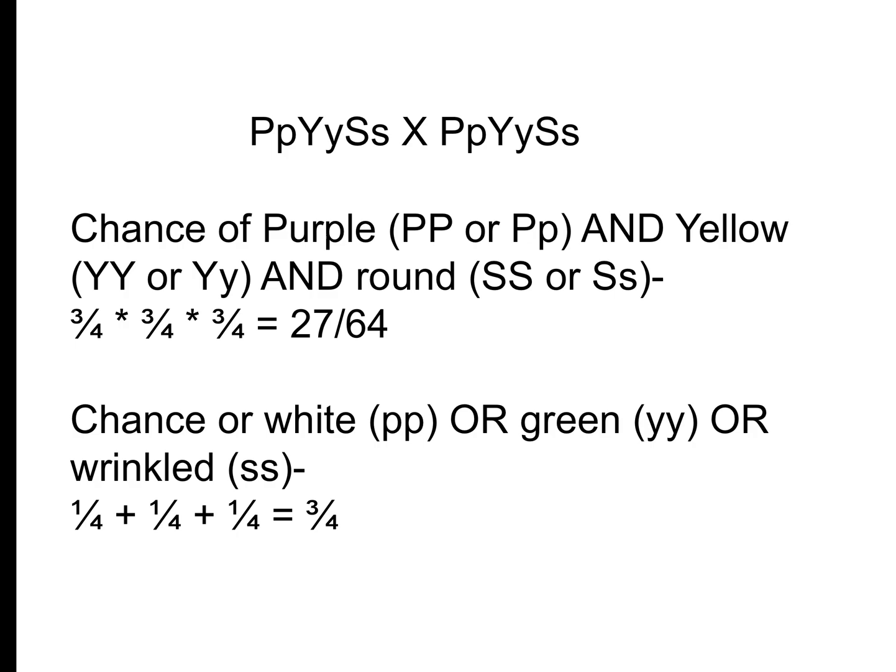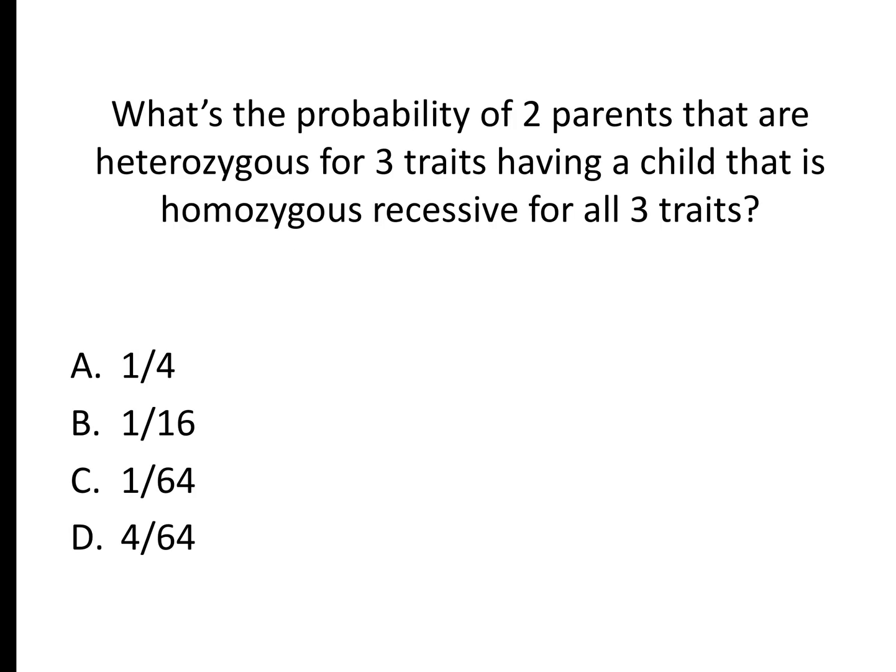So you can use these rules instead of drawing out the 64 square, or if you can do 4 traits or 5 traits or whatever, you just use the multiplicative or additive rule depending on what you want to find out. Okay, so here's a question that I'm going to give you in H5P.